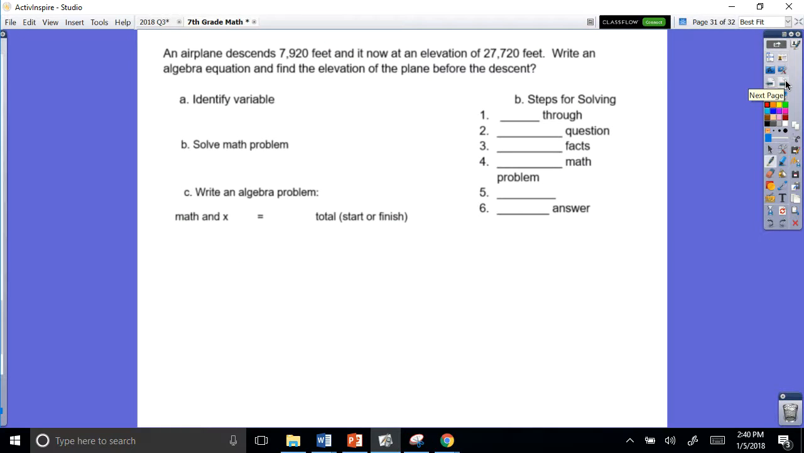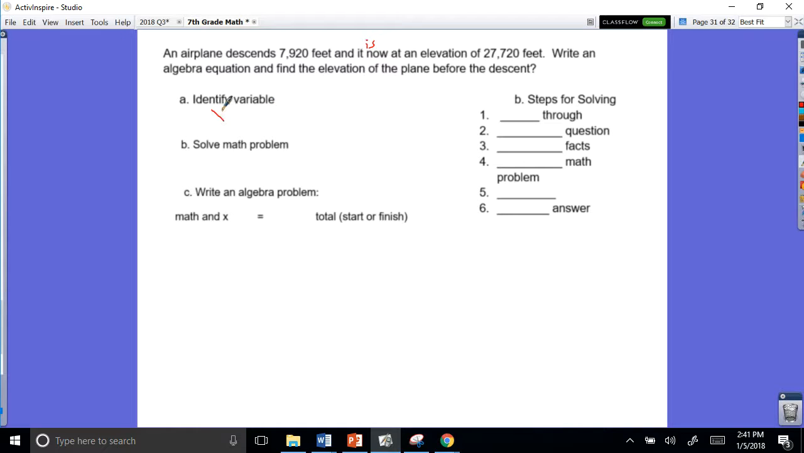Here is our next problem. An airplane descends 7,920 feet, and it is now at an elevation of 27,720 feet. Write an algebra equation and find the elevation of the plane before the descent. So before the plane went down, that's what we're trying to find, what elevation the plane was at before it went down.